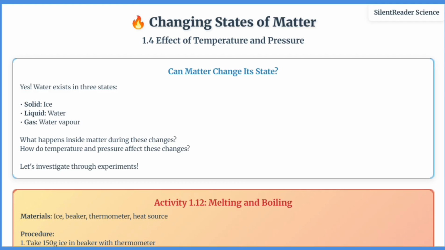This hidden heat is called latent heat. The reverse processes, condensation and freezing, release this latent heat. Understanding state changes helps us explain everyday phenomena like why ice cools drinks and why steam causes severe burns.